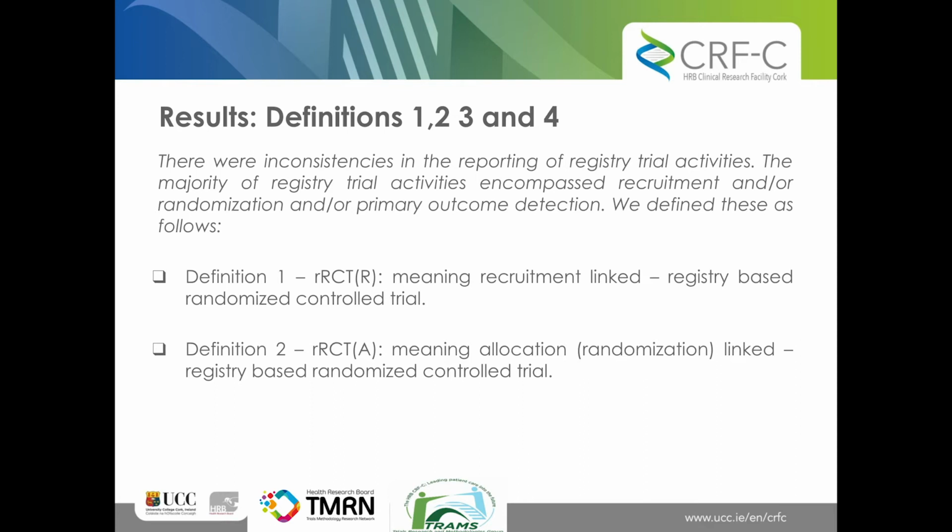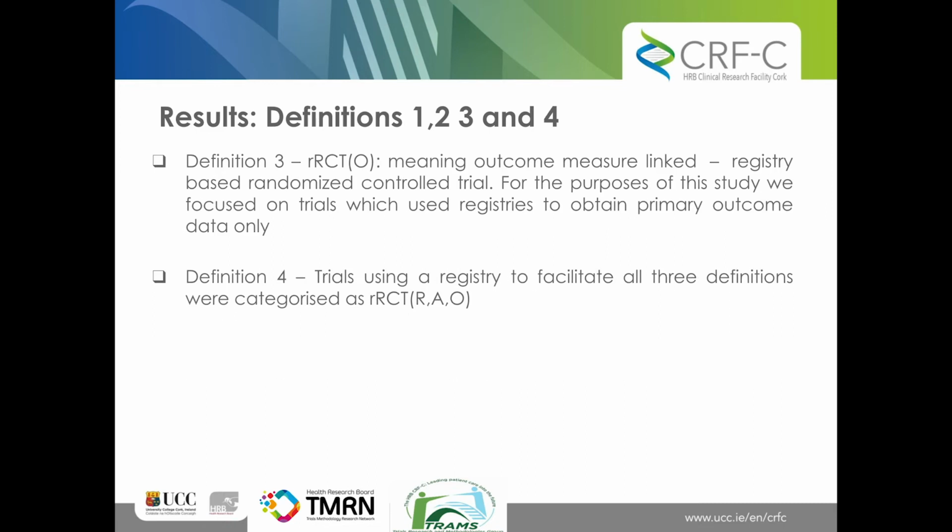So we defined them as RRCT-R, meaning recruitment-linked registry-based randomised control trial. This is going to get very wordy now. RRCT-A, meaning allocation-linked registry-based randomised control trial. RRCT-O, meaning outcome measure-linked registry-based randomised control trial. And for the purposes of our study, we did focus on primary outcome only. And definition 4 would encompass all of those three registry-linked activities, and we defined and categorised it as RRCT-RAO.